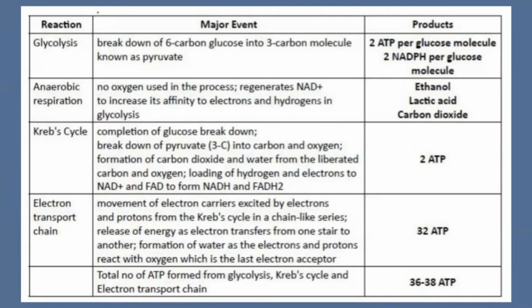Itong NADH and FADH natin, these are electron carriers. And ang product dito ay 2 ATP. And then we have the oxidative phosphorylation that produces 32 ATP. So basically, ang napoproduce natin dito na total ATP formed from the glycolysis, Krebs cycle, and the electron transport chain is 36 to 38 ATPs.